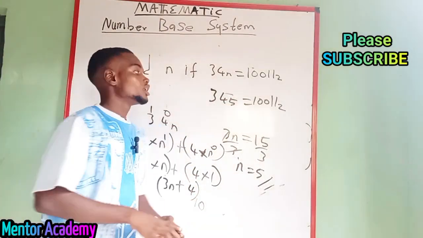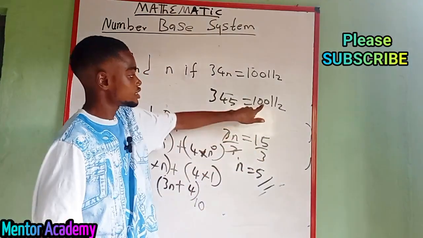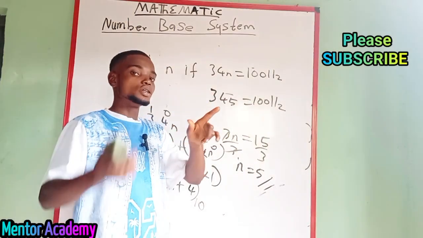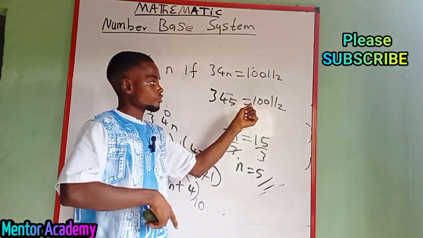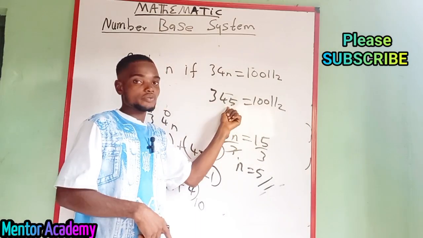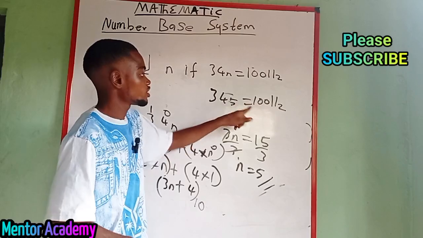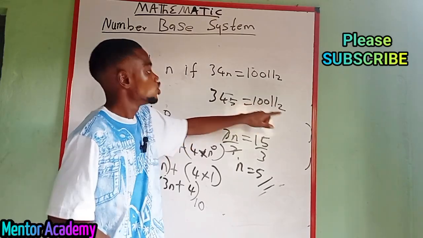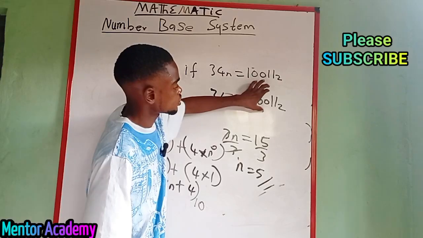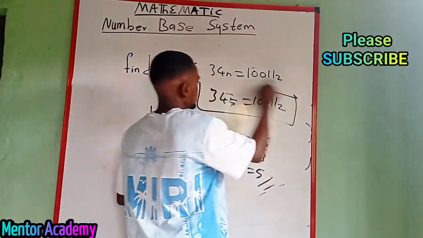But what does it mean? Remember, these numbers are not the same thing. It means that if I convert this number that is in base 2 to base 5, it's going to give me 34. And if I convert this one in base 5 to base 2, it's going to give me 1011 in base 2. That is what this expression is showing.